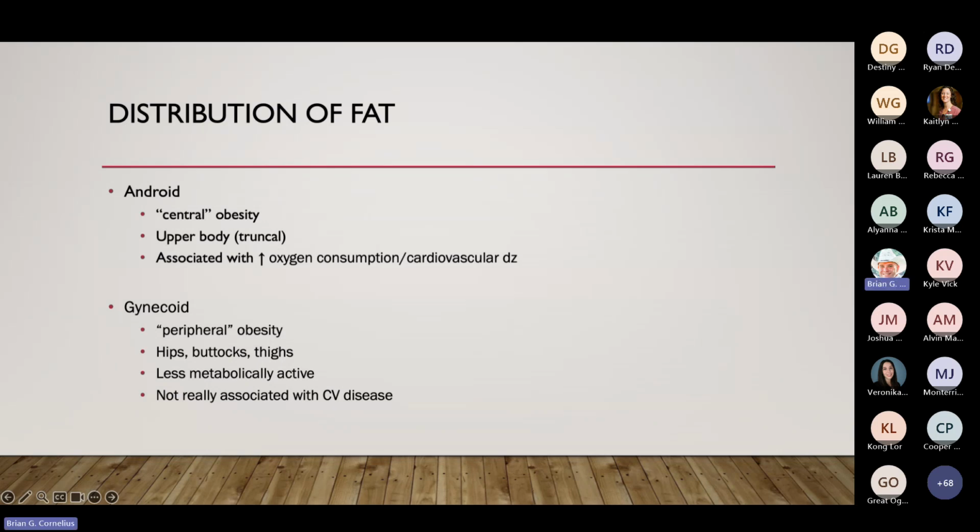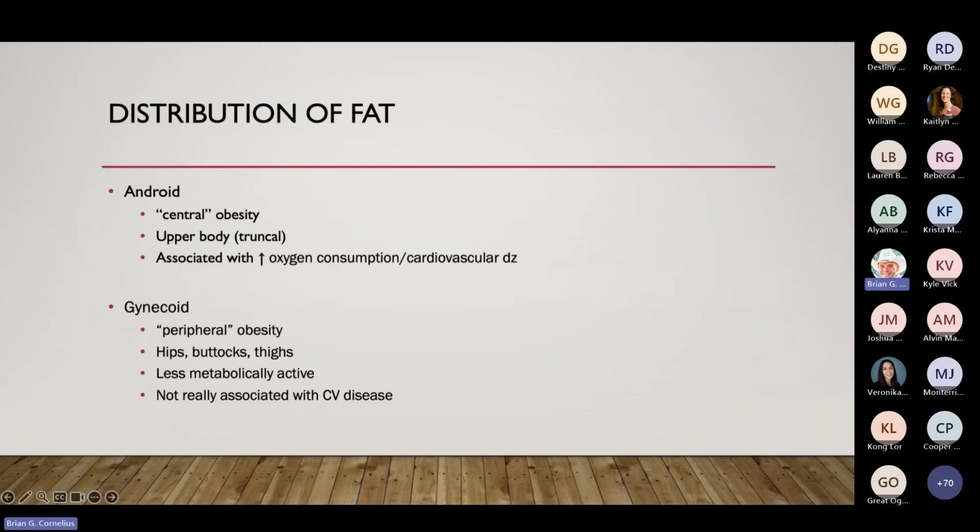There's two common distributions of fat. You have android, which is kind of central obesity, so like the upper body, usually like truncal obesity. These are the patients that we generally have to worry about an increase in oxygen consumption, an increase in cardiovascular disease. Most of the side effects here come into play with the android obesity.